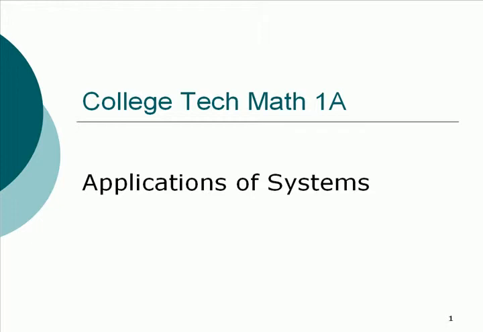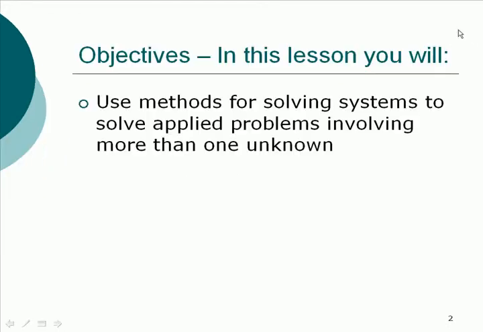Today we're going to do some applications of systems. There's really just one thing that we want to do, and that is take the methods for solving systems that we've done so far, and use them to solve applied problems with more than one unknown. And we're going to keep it to two variables just because of the time constraints we have in this class.